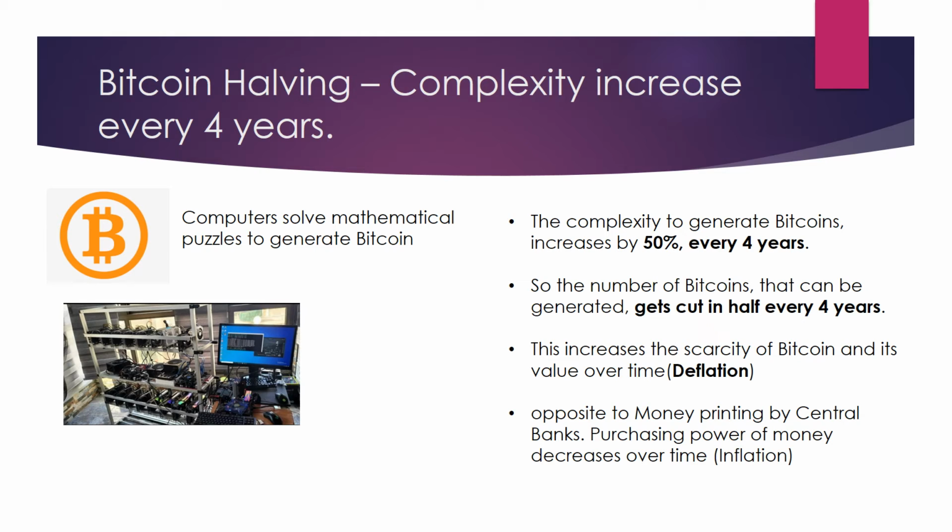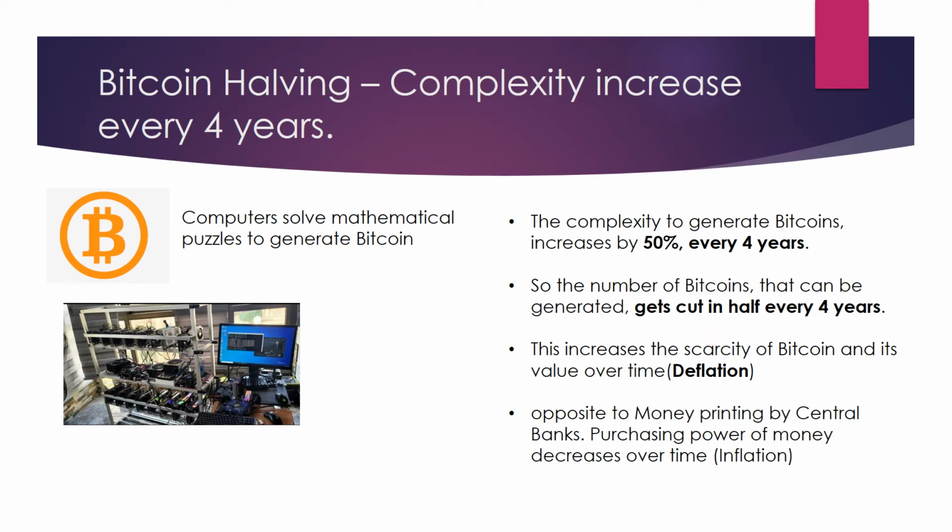This is totally different to regular money printing, like the dollar or other currencies which are printed by central banks. The purchasing power of currencies decreases over time. It's an inflationary asset. So currencies are an inflationary asset. Gold and Bitcoin, whose value increases over time, are deflationary assets.